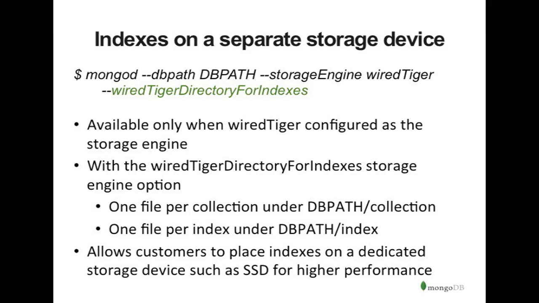When this is specified with the WiredTiger storage engine, MongoDB stores all collections under the dbpath in a collection subfolder. Each collection will have one file. And for each index, you will have a file created under the dbpath/index subfolder. So now you have the option of placing the collection on a different disk subsystem and your index on a different disk subsystem. For example, you may want to place your indexes on an SSD for higher performance.